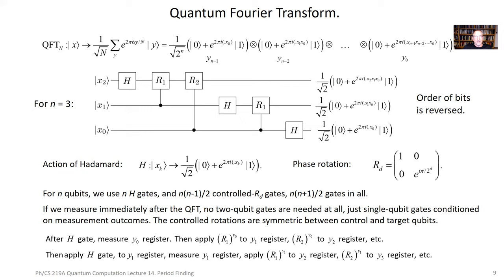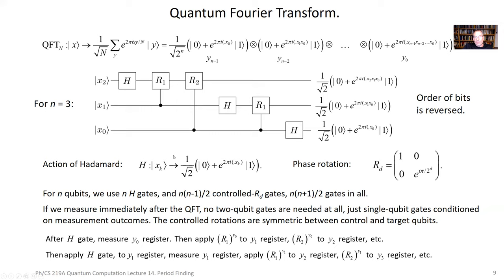The three input bits to the Fourier transform are labeled x0, x1, x2. I want my circuit to map that to the product of the three states that we just talked about. So it's just the n equals 3 case of what I wrote down here. So one of the bits will be 0 plus e to the 2 pi i dot x0, 1. The next one will be 0 plus e to the 2 pi i dot x1 x0, 1. And the next one, 0 plus e to the 2 pi i dot x2 x1 x0. In each case, there's a 1 over square root of 2 to normalize it. So I claim this circuit does the job. Let's see how that works.